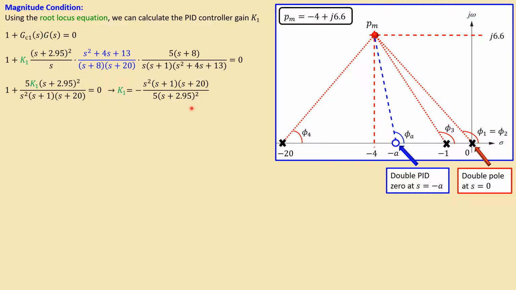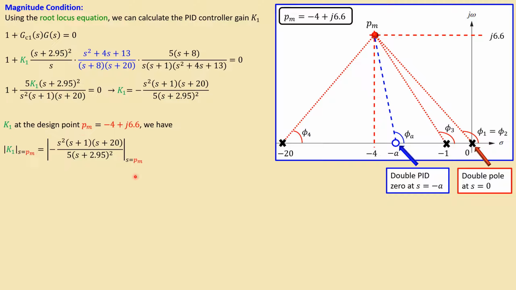So K1 is now expressed in the rest of the parameters. What you then do is evaluate K1 at the design point, which was minus 4 plus j 6.6. If I evaluate this, and of course take the absolute value in order to have the real value, we will have the following situation. You can see the minus 4 plus j 6.6 is now inserted here. It's also here. The plus 1 was already there, and the plus 20 was also already there. So this is now the complete situation, just inserting your design point.